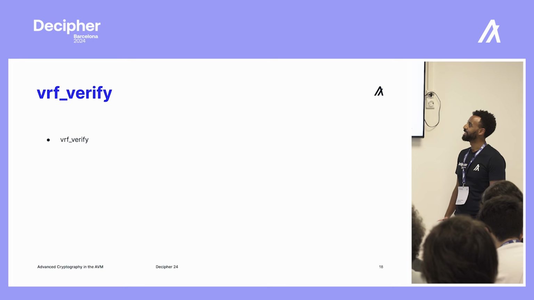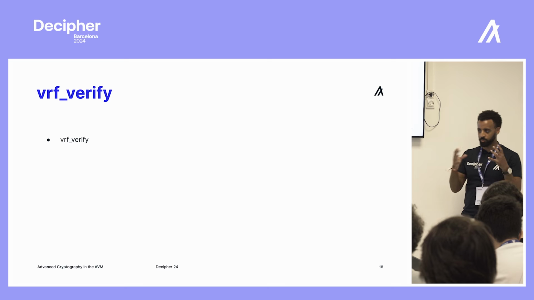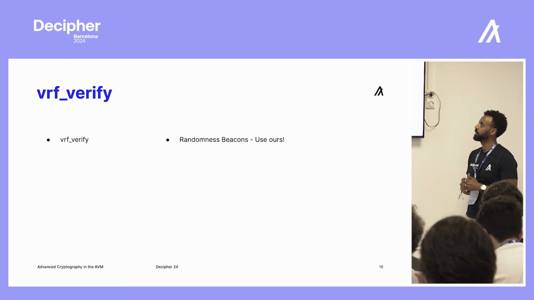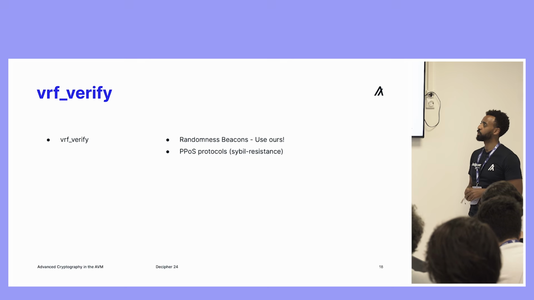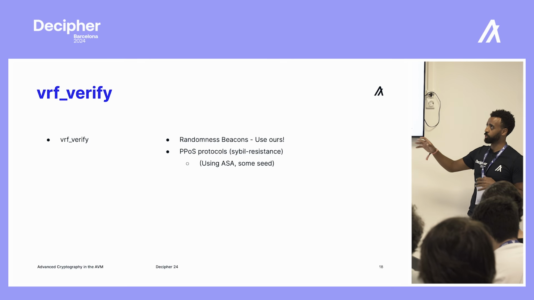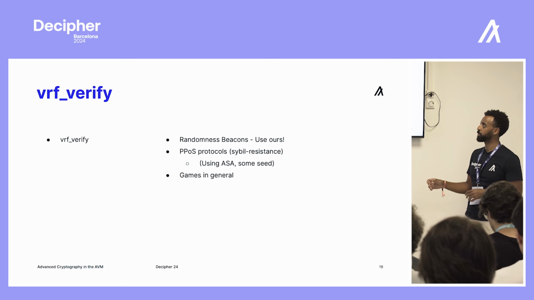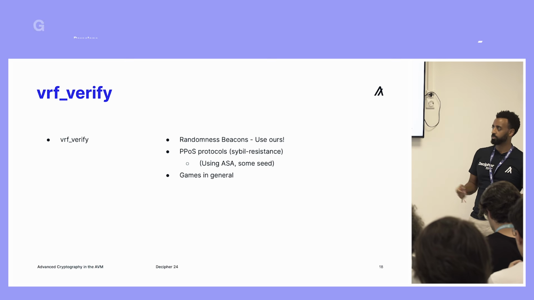Next one, please. So we had this VRF verify opcode, which is basically the same code that's being used for Algorand for the PPOS stuff. We're exposing it as an opcode. And we have this randomness beacon that was developed by Applied Blockchain, and now we brought it in-house. Use it. You can use the VRF verify for PPOS protocols. So you can do Sybil resistant stuff and Oracle stuff.